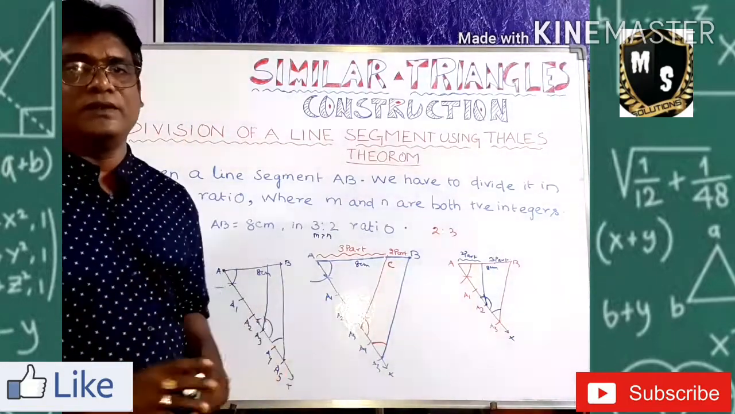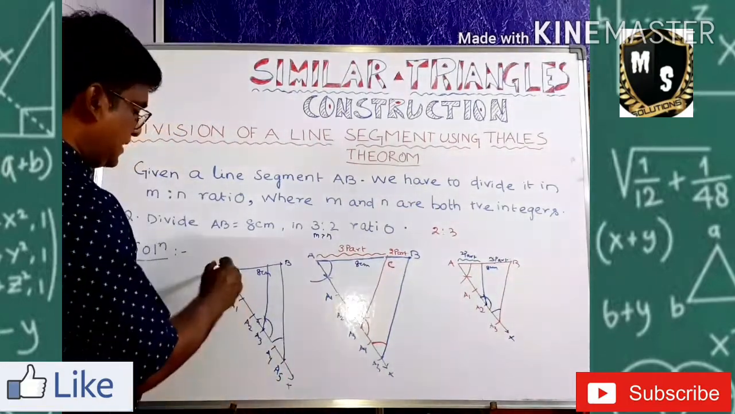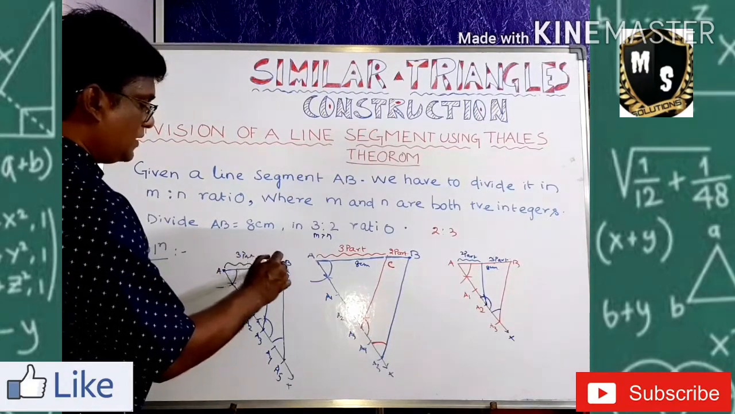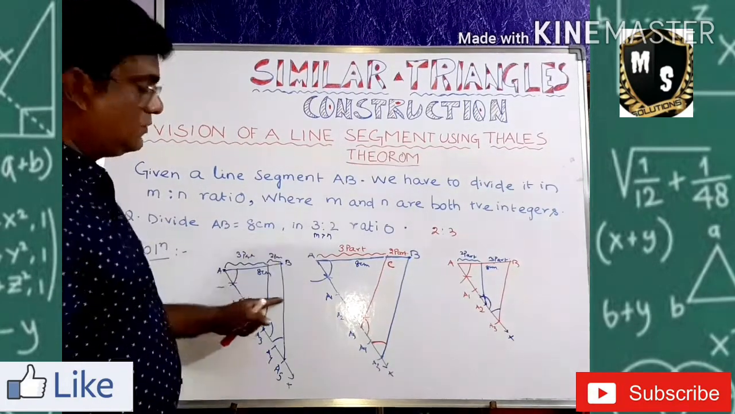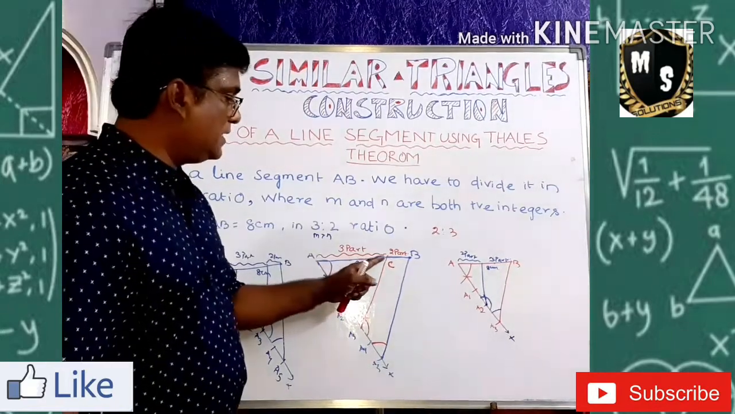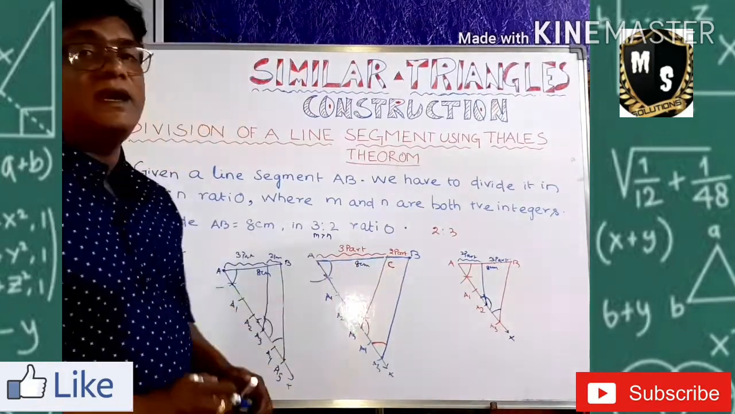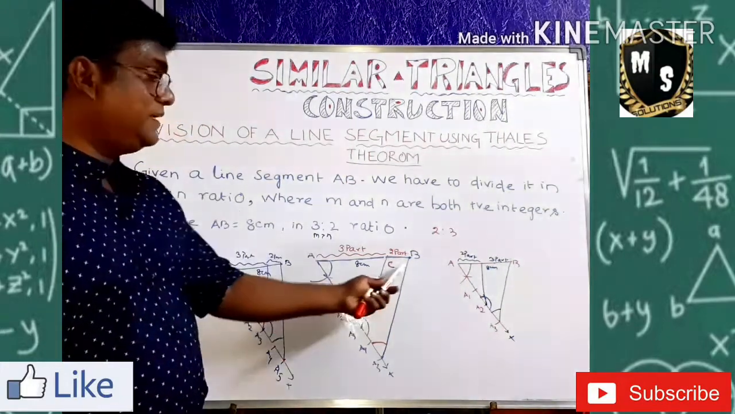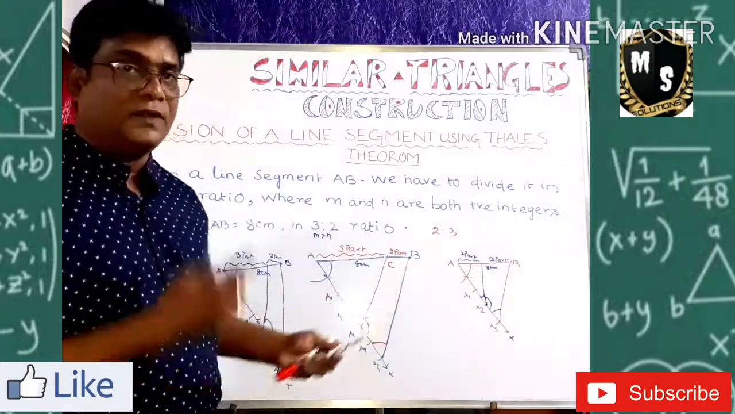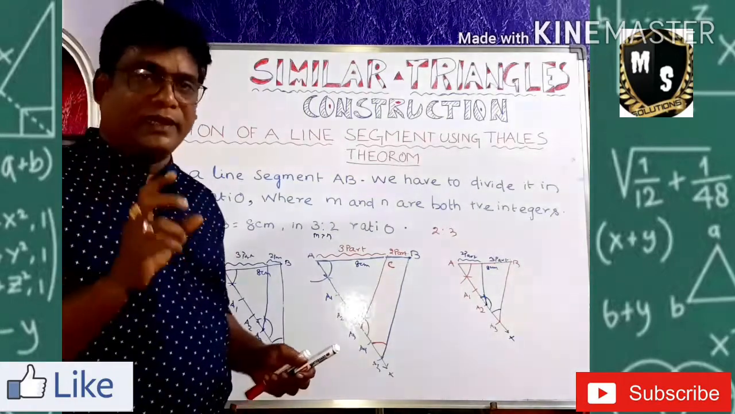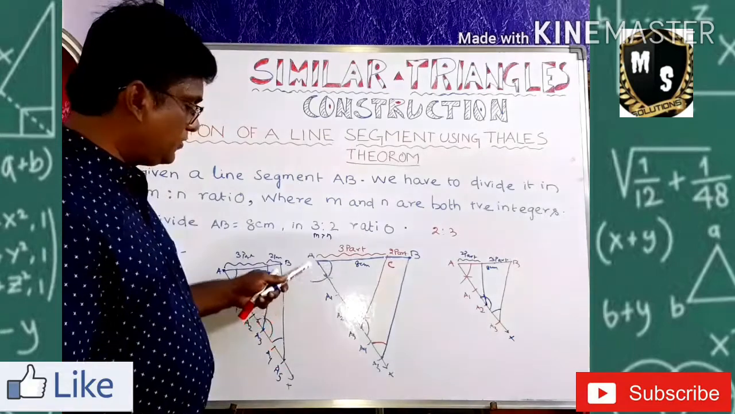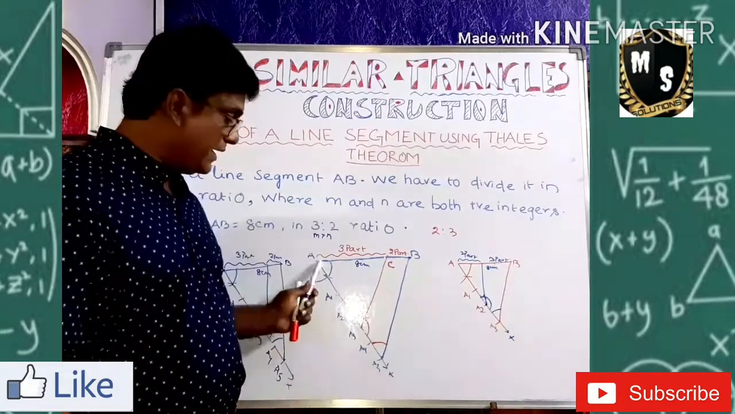Construction is over here. Now you see this line is divided into 3 parts and 2 parts. Clear now? Write this and write the steps. So what are the steps? First step, take line AB equal to 8 centimeter. Then draw an acute angle at A point and extend it up to AX.